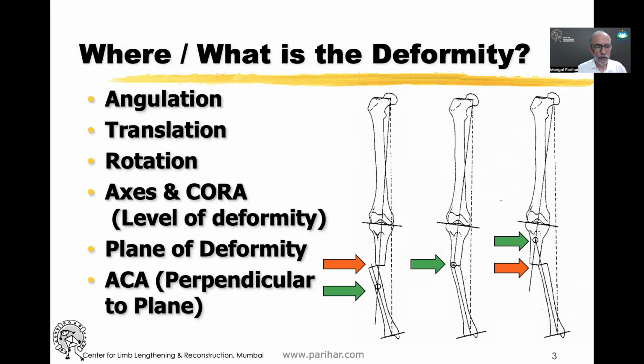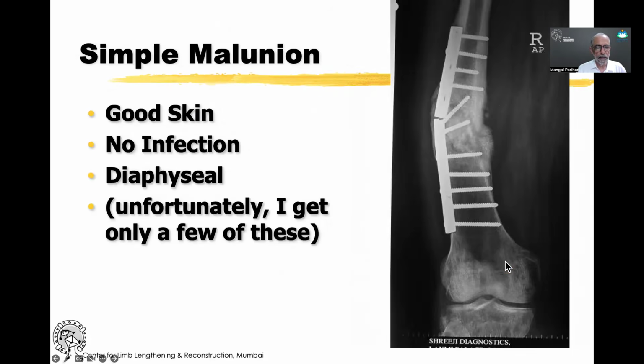So the first thing we have to know is where is the deformity? There are three components: angulation, translation, as well as rotation. And one may find that what seems like the same angulation in these three, because of the translation, the CORA changes as pointed out by the green arrow. In the first instance, it is on the distal fragment. Here it is on the middle fragment, and then it seems to be in the upper fragment. And that's because of the associated translation.